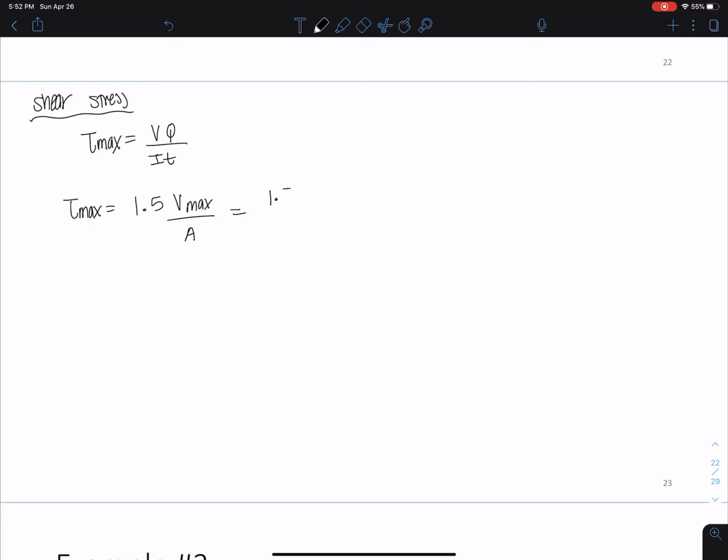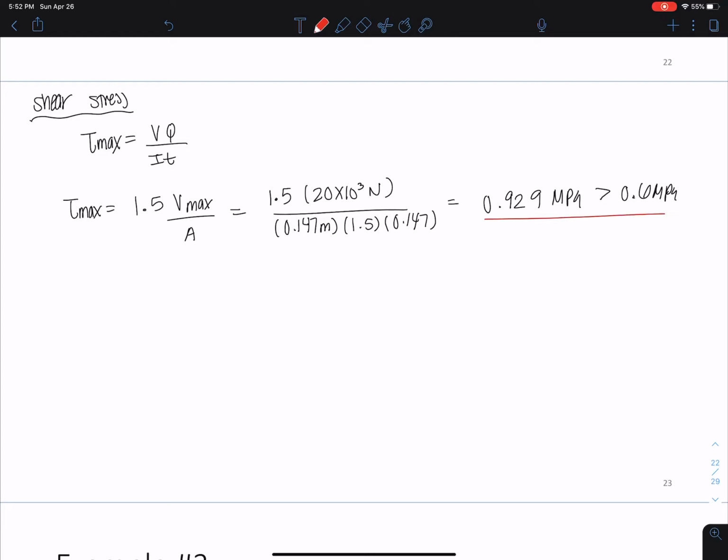So I'm going to plug in maximum shear divided by 0.147, the A we just calculated, times 1.5 times 0.147, and I get 0.929 megapascals for shear, which is greater than our allowable, right? And this is a wood section, remember? So this fails in shear.